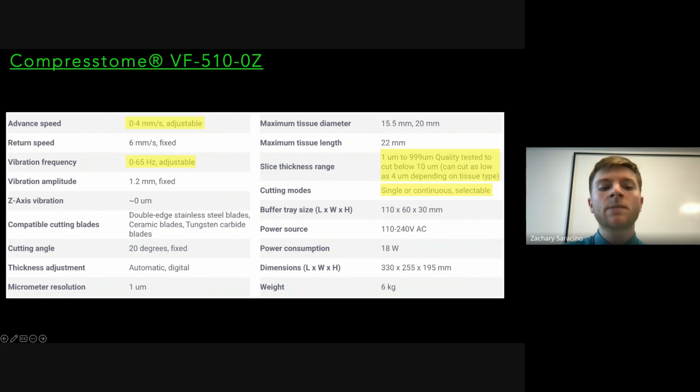And so these are just the specs. I encourage you to take a look at Precisionary's website if you're interested in this particular instrument. Would highly recommend, 10 out of 10. Next slide, please.